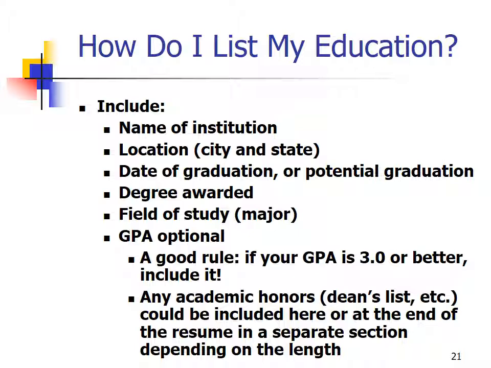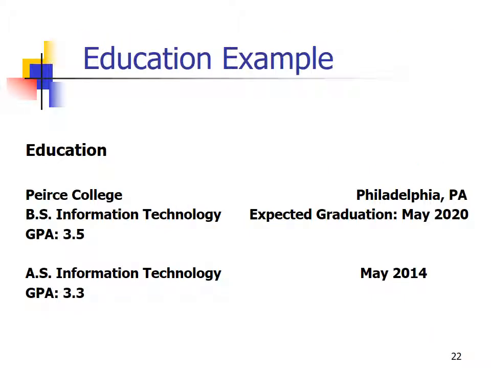Definitely include your GPA if it's good. If you had a 2.3, I don't know that I would necessarily put it on there. And academic honors that I mentioned a couple of minutes ago, Dean's List, honors from the college you graduated from, cum laude, summa cum laude, etc. So here's some examples of what it could look like.